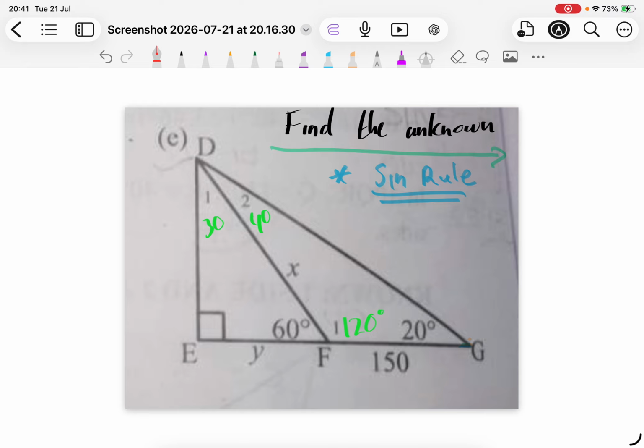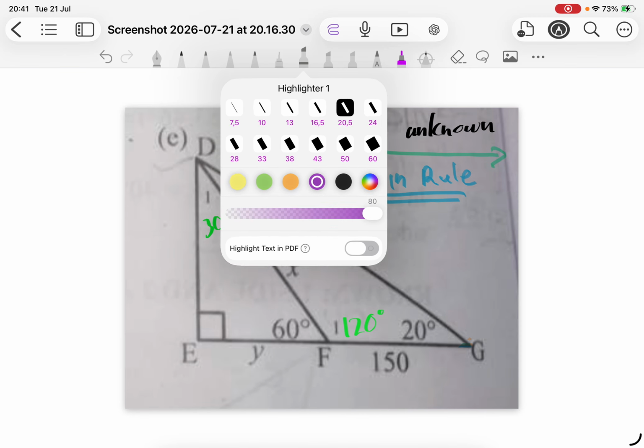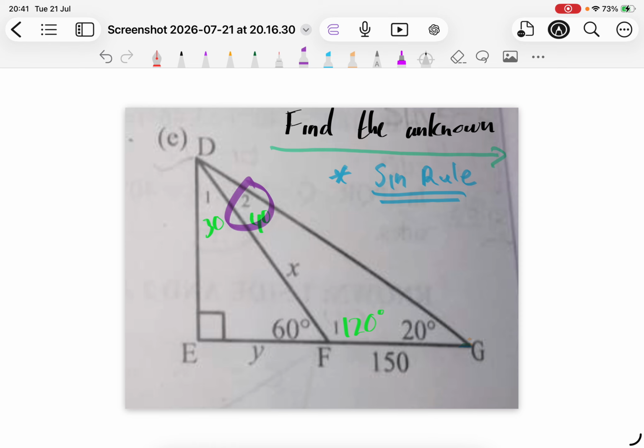I'm looking for an angle as well as an opposite side for each of these triangles. So that's what I'm going to look at. Here's my angle, which is 40 degrees. What's opposite 40 degrees? My side, 150. EG is equal to 150.